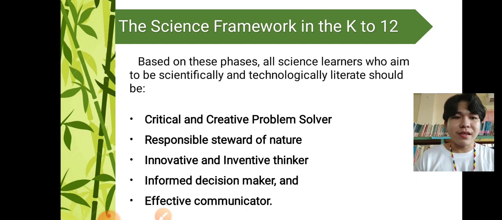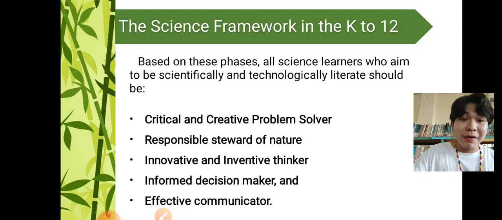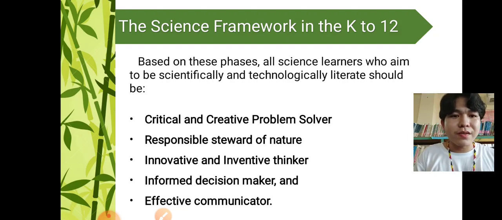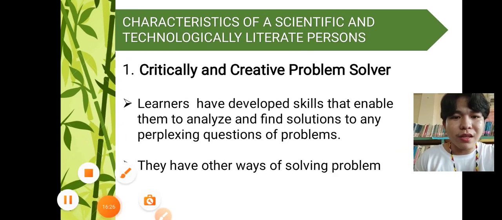And of course, based on these phases, all science learners who aim to be scientifically and technologically literate should be what? So, di ba kanina meron yung circle? So, these are those things. First, critical and creative problem solver, responsible steward of nature, innovative and inventive thinker, informed decision maker, and effective communicator. So, the three components are somehow related to this one, but let's dig deeper into our knowledge with these things.